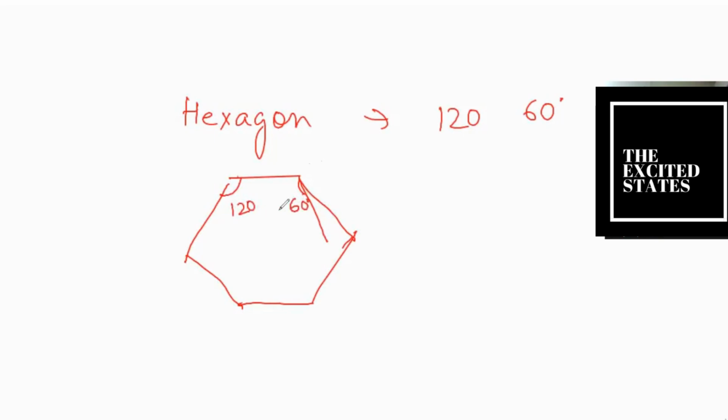Now, 120 and 160. If the remaining four angles are equal, means all of them are x, what is the measure of each angle? So what will you do? 720, very good. Minus what? Minus 280, divided by 4. Very good, Leroy.